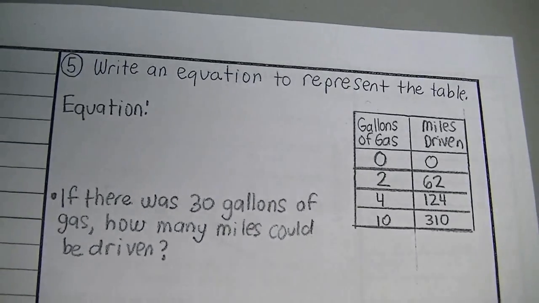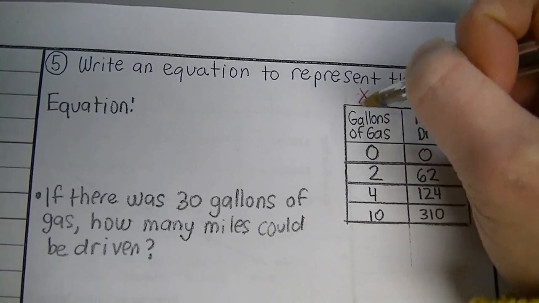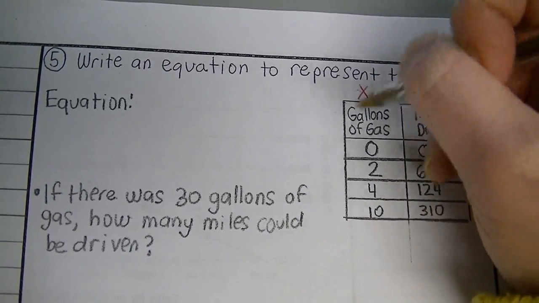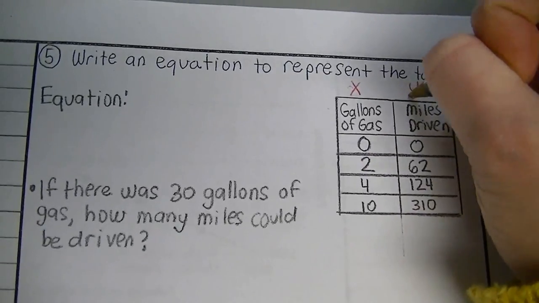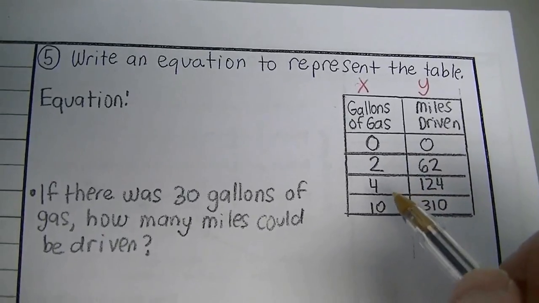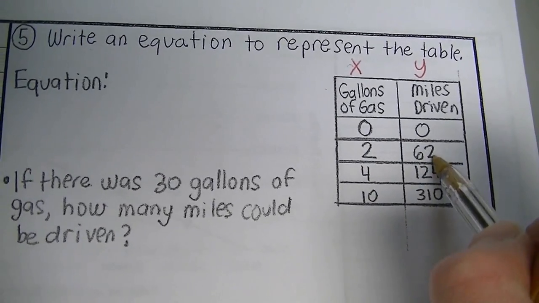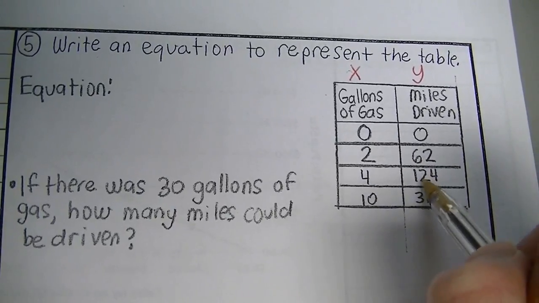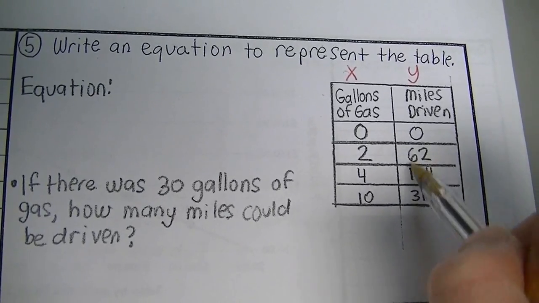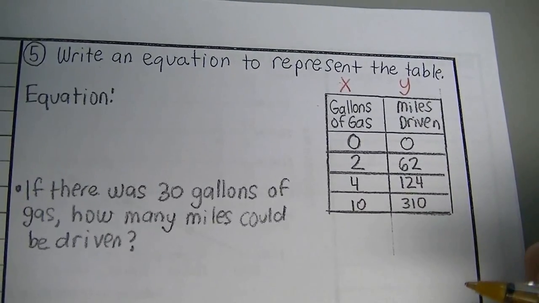I'm looking at the table right now and I want you to write x above this first column. These are all the independent variables. And this right here is y. These are all dependent on this. So it looks like if you had 2 gallons of gas, you can go 62 miles. If you had 4 gallons of gas, you can go 124 miles. So you'll see that your miles driven depends on how much gas you've got.